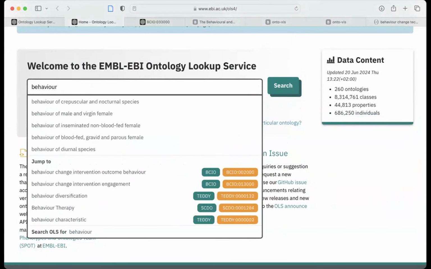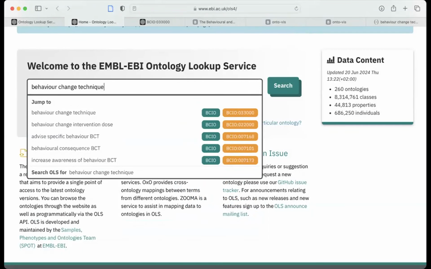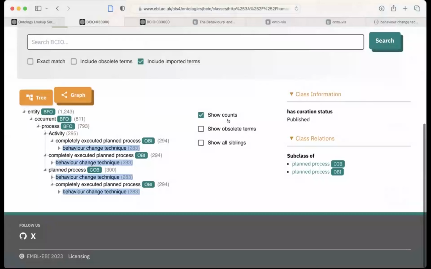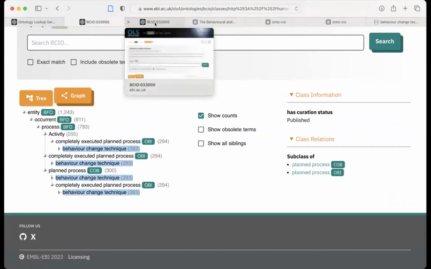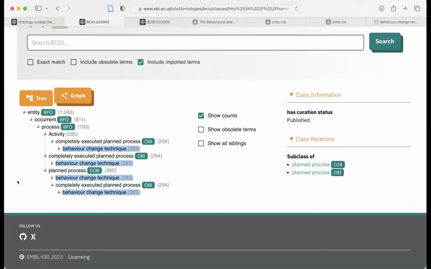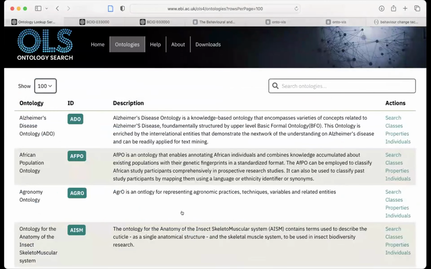So for example, you can search for behavior change, and you see especially the behavior change intervention ontology shows up. And if I jump to a particular term there, you see that term in this ontology repository. Now, of course, this is not the only ontology repository which allows you to search this functionality. The behavior change intervention ontology has, in fact, its own website, which you can also use to search the behavior change intervention ontology. But the benefit of this tool is that it searches across a very wide range of different ontologies at the same time. So you can use it for discovery purposes.